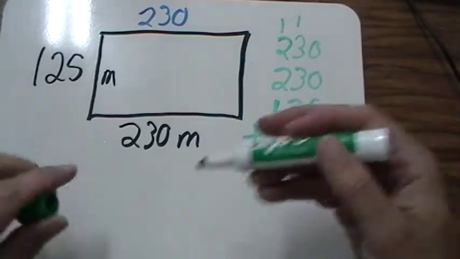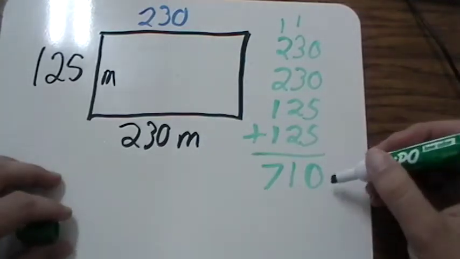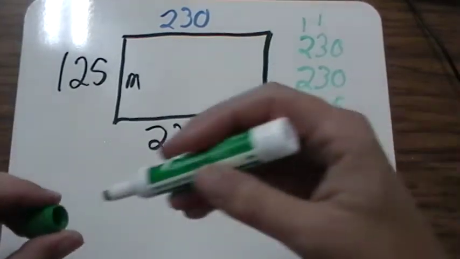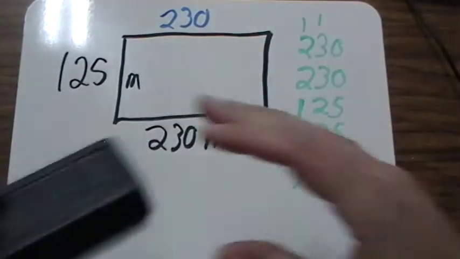Notice how I had to count up in my head a lot to get 710 meters. So if I was building a fence around this yard, I would need to get 710 meters worth of fencing supplies. All right. Now let's take a look at some fractions, okay?